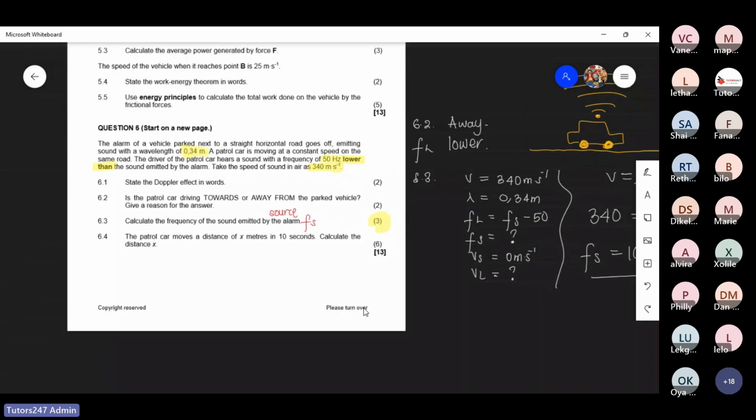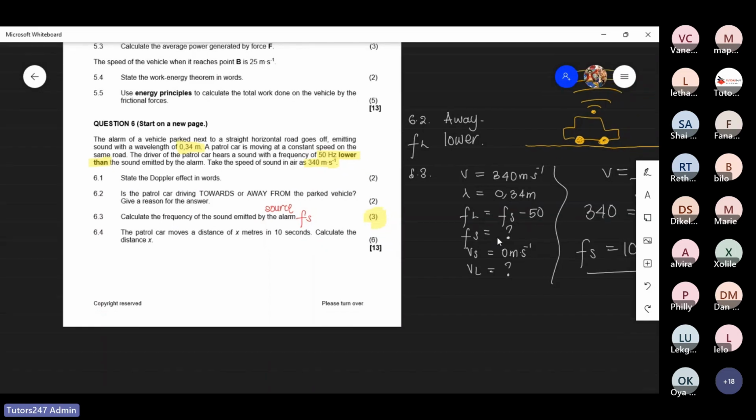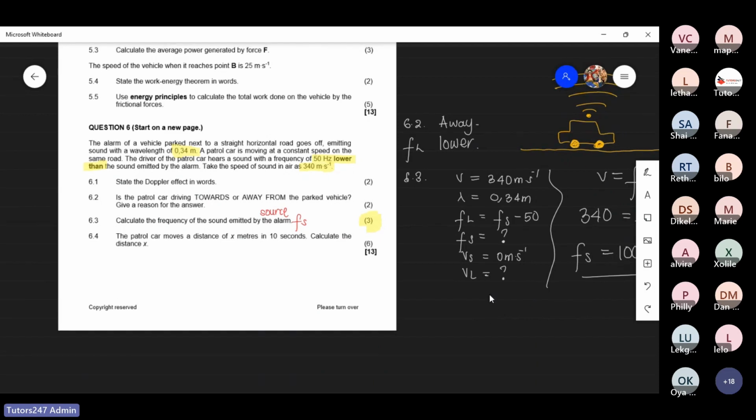So our next question, which is actually the last question of this particular paper, we've got question 6.4. Question 6.4 states, the patrol car moves a distance of X meters in 10 seconds. Calculate the distance X. Basically, the patrol car moved past the stationary vehicle. In our scenario, the patrol car moves away from the parked car.